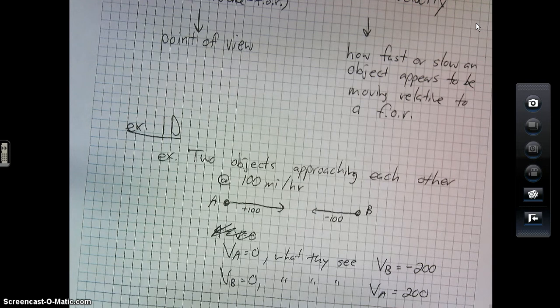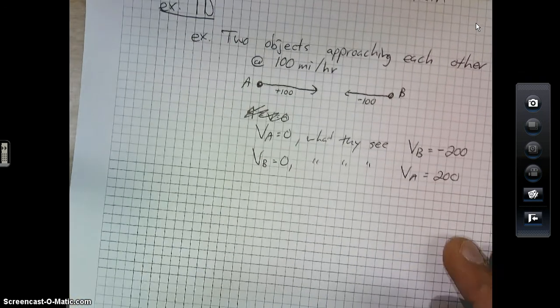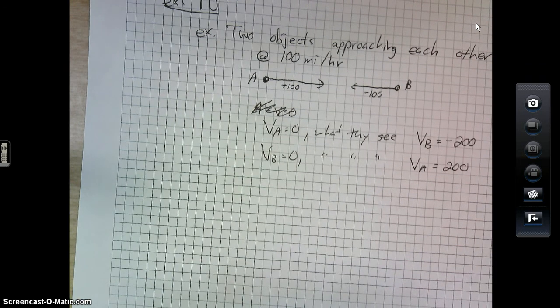So far, all we've really done with objects along a straight line has been either add or subtract them. In this case, they're adding them. Okay. So let's try another example.